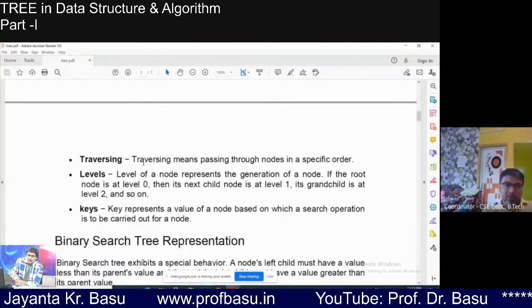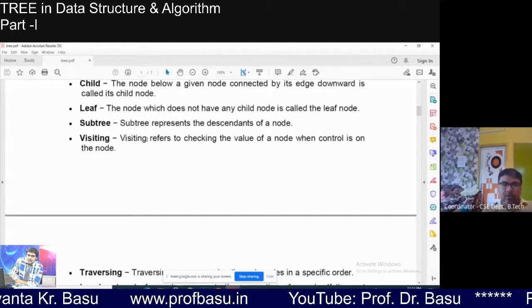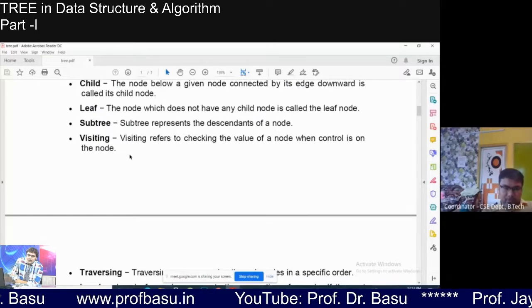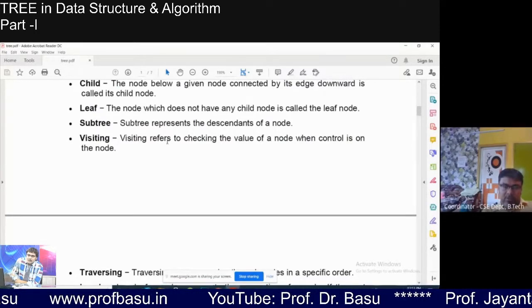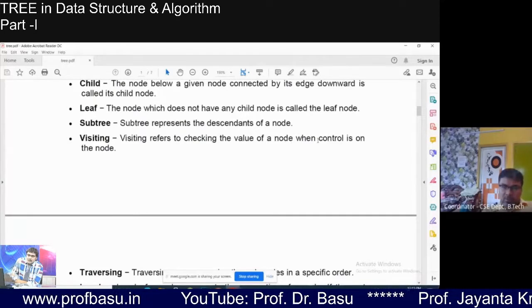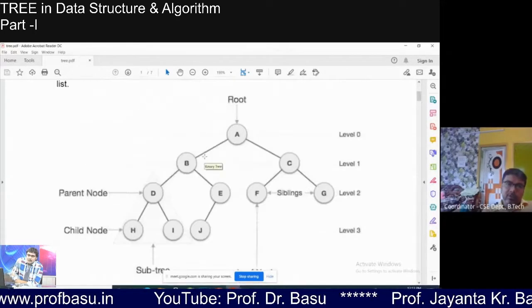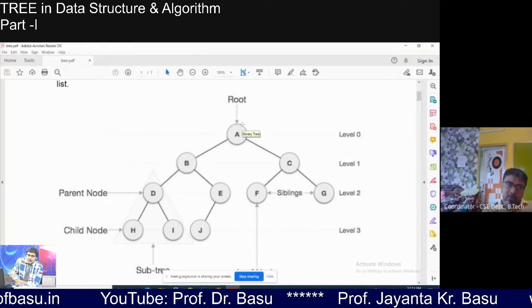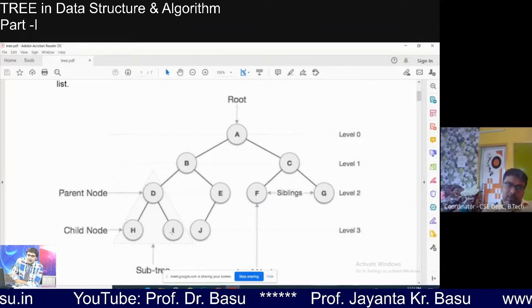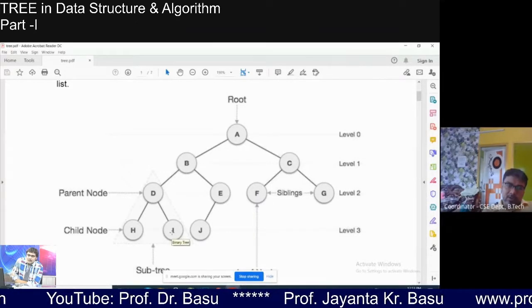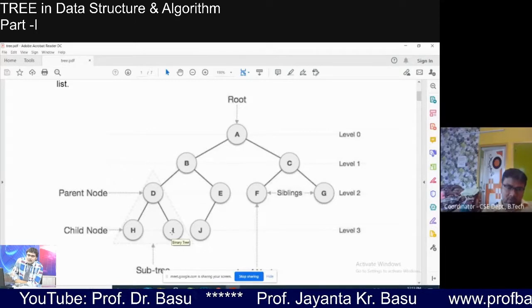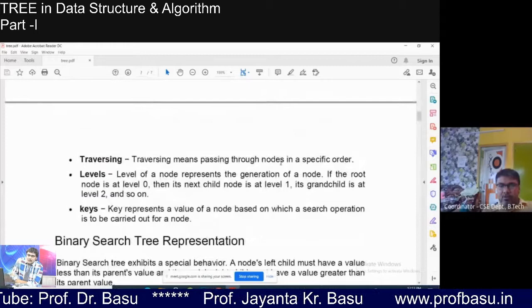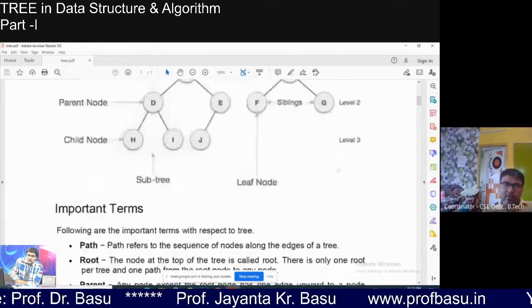Then traversing. This is what I told you. Visiting refers to checking the value of a node when control is on the node. Means if a particular node is reachable from another node, visiting means we are going to that node, and our concentration is on what value is there on the node. This is called visiting. And traversing means passing through the nodes in a specific order.